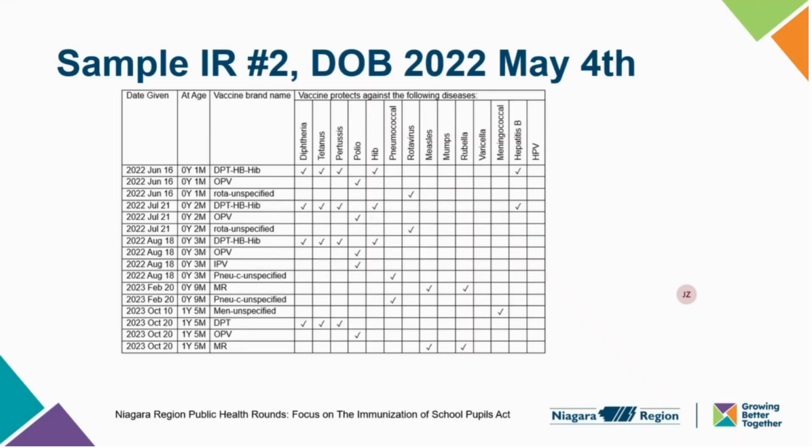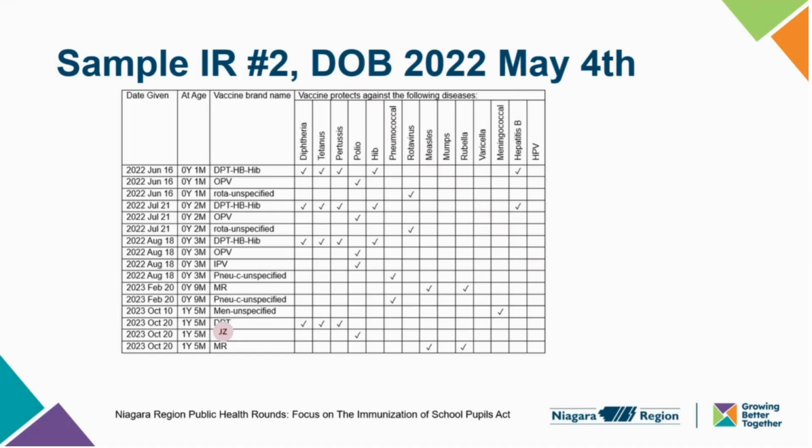Other easier things to look at: Men-C-C, they will need 1 dose. What they have is unspecified at 1 year and 5 months. So we don't know what kind of meningococcal vaccine it is. We don't know if it's a conjugate vaccine or a polysaccharide. We do require conjugate vaccines in Canada, and we don't know if it's against the C serotype. So we do need a Men-C-C for this child.